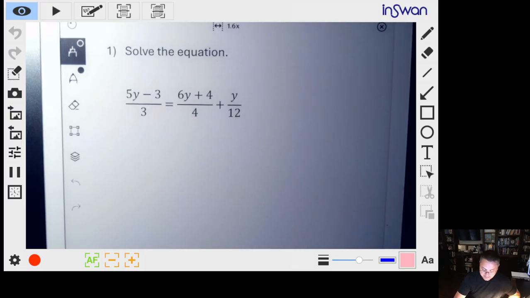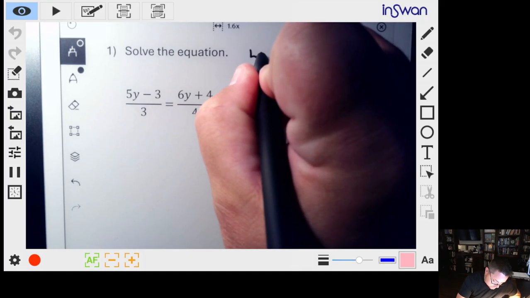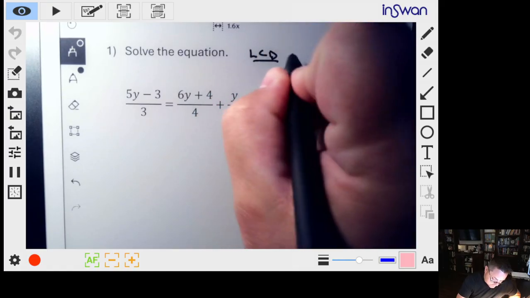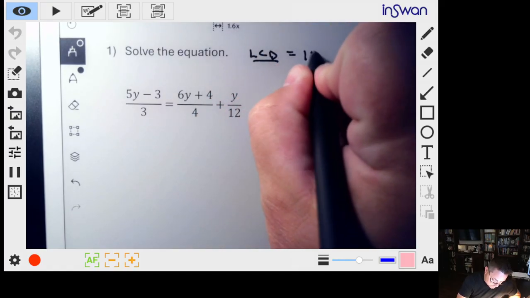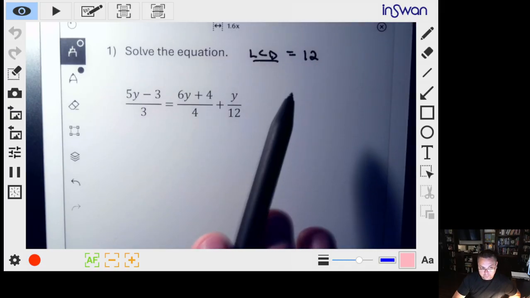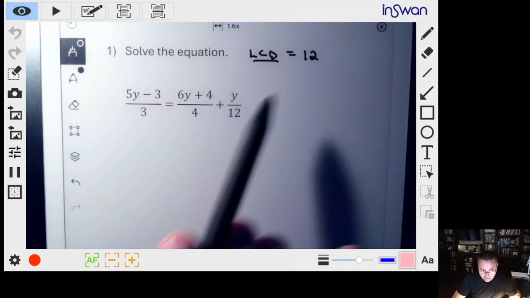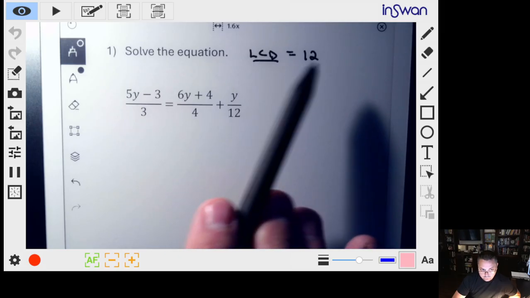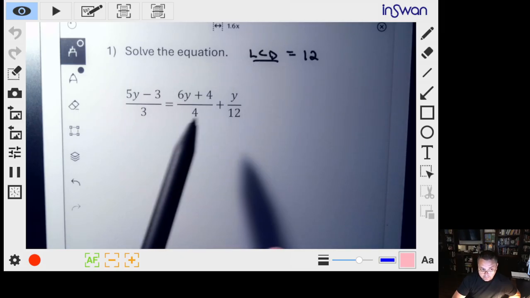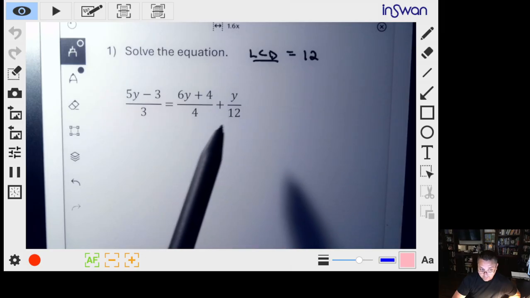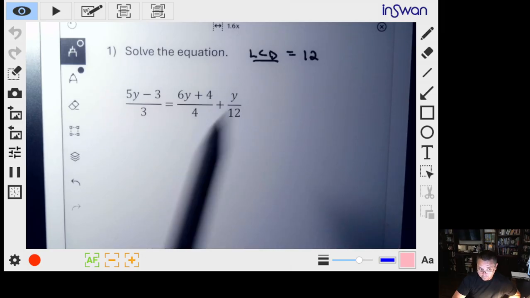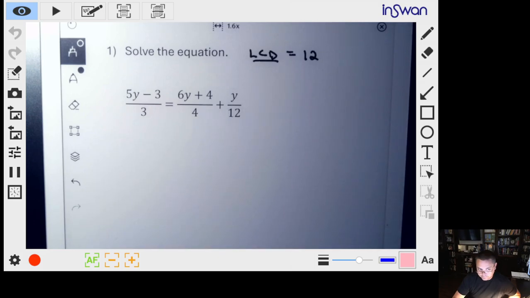The least common denominator, so the LCD of this, is equal to 12, because 12 can be evenly divided by, or easily divided by, each of these numbers. 12 divided by 12 is 1. 12 divided by 4 is 3. And 12 divided by 3 is 4.